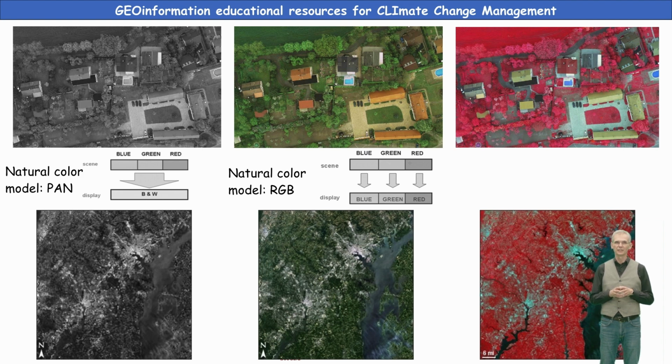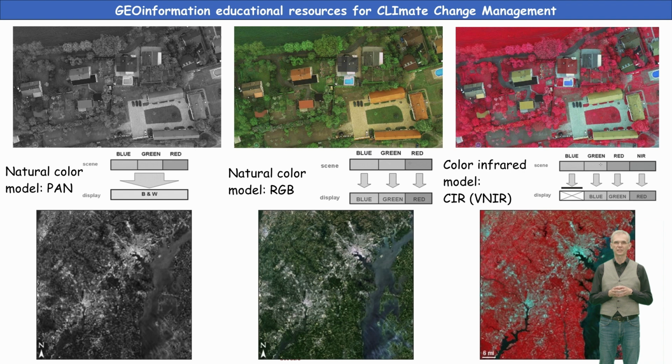On this slide you can see a single channel panchromatic image, black and white, on the left part of the slide, and the RGB true color image on the right side. The spectrum ranges used for their creation are also shown schematically.